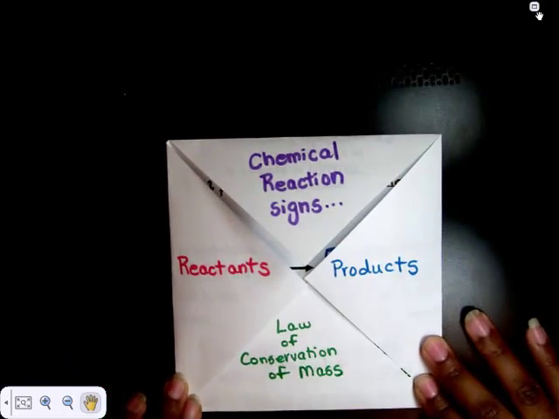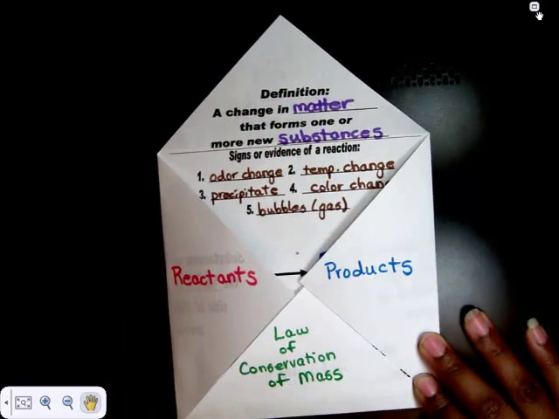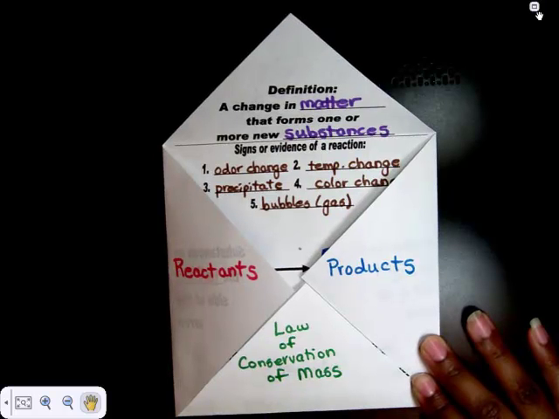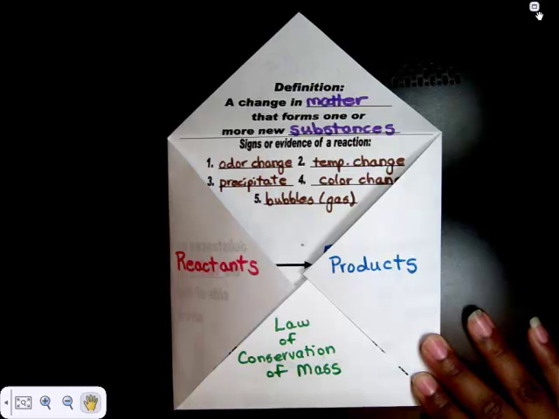So chemical reaction signs. The definition of a chemical reaction is a change in matter that forms one or more new substances. Signs that are evidence of a reaction that we've talked about are odor change, temperature change, a precipitate, which is a new solid that forms when 2 liquids mix together, a color change, and bubbles, which means that a gas is being produced.